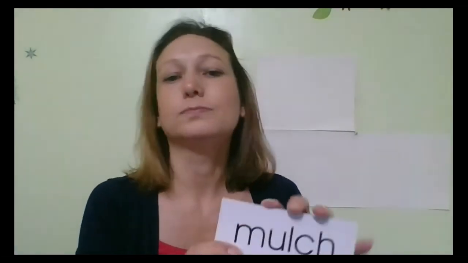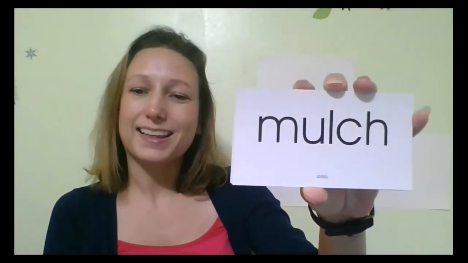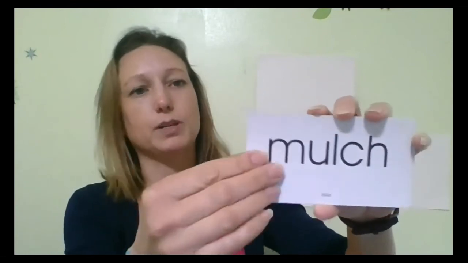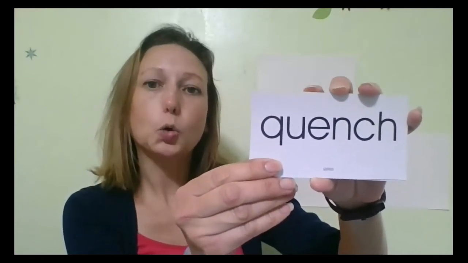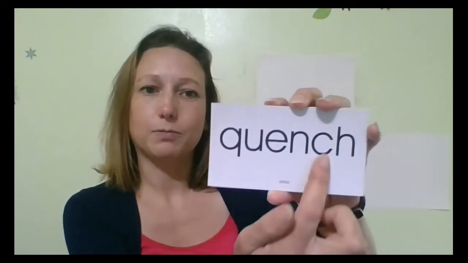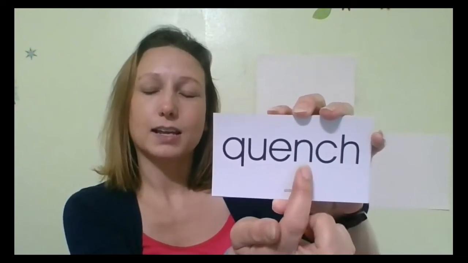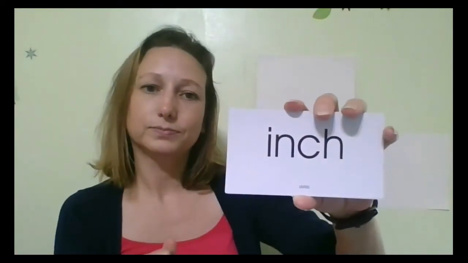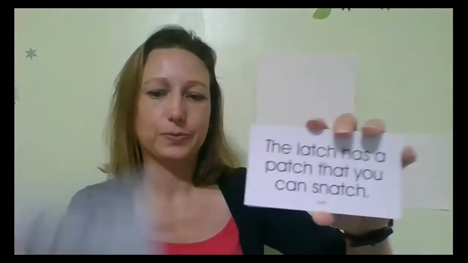So let's practice reading some of these words. Remember, sound it out if you need to, and then I'll say it so you can check. Mulch. M-U-L-C-H. Mulch. You might use mulch out in your yard. Quench. Qu-e-n-ch. Why'd we use just CH? It came after the N, not after a short vowel. Inch. Unit of measurement. Inch.